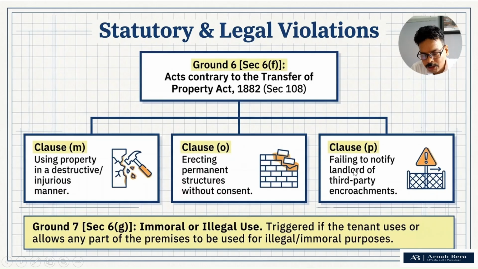If there is a third party encroachment in front of the premises, then the tenant must inform the landlord. If he does not do so, then it would be considered an eviction ground under section 6F, and the landlord may again initiate eviction proceedings against the tenant. Then ground 7 is section 6G. It is immoral or illegal use, triggered if the tenant allows any part of the premises to be used by an illegal or immoral person. Then this would be considered an eviction ground as well.